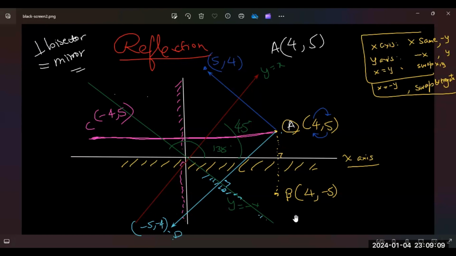Please solve question number 12 and 13 in the book. Two minutes.